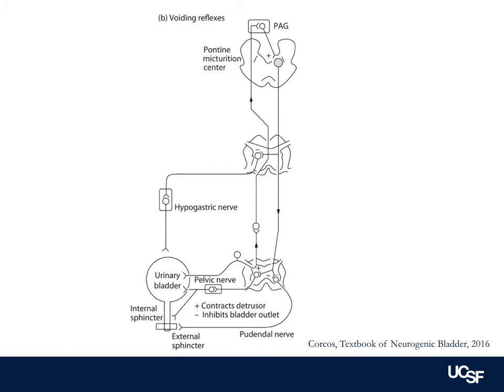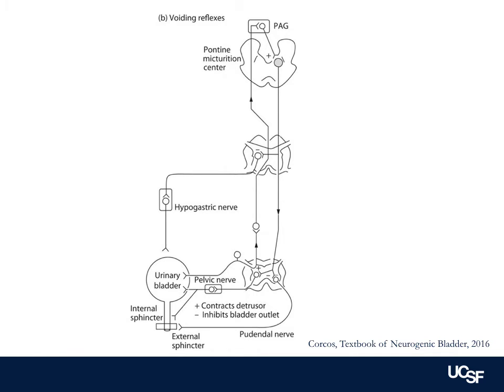Okay? So what's happening here is you're actually activating something called the spinobulbospinal reflex pathways through the pontine micturition center, which is indicated at the top of the slide here. That again is stimulating the parasympathetic outflow to the bladder and sphincter muscles and inhibiting the sympathetic and pudendal outflow to the bladder outlet. Okay?